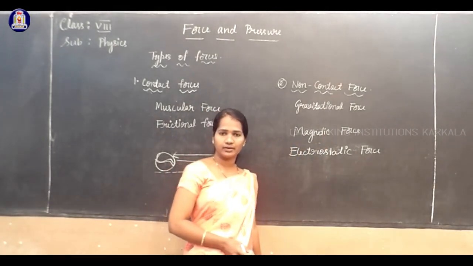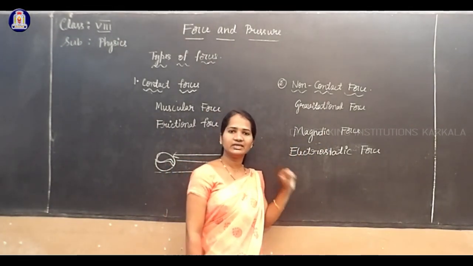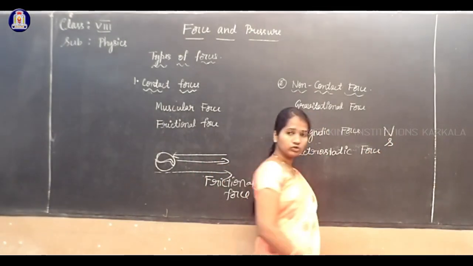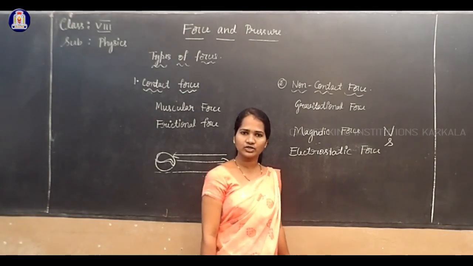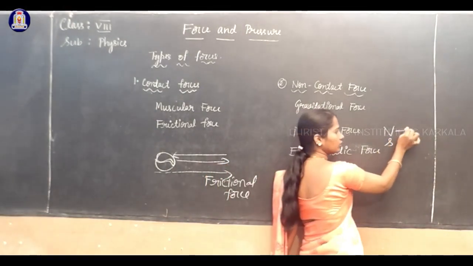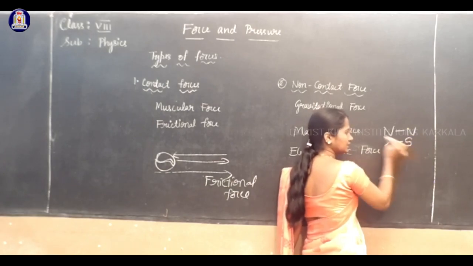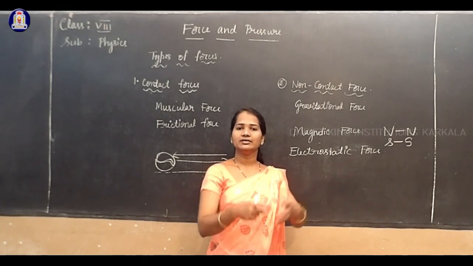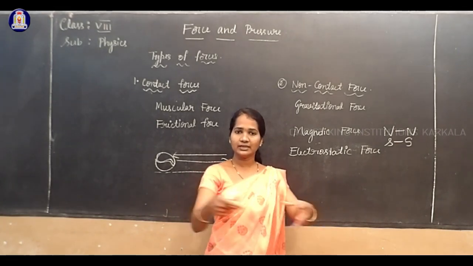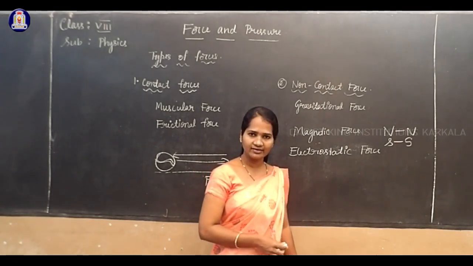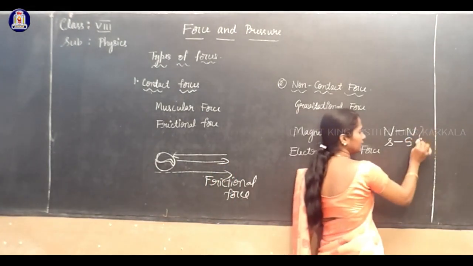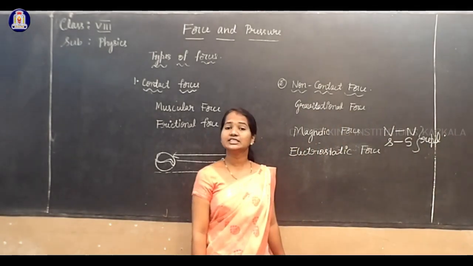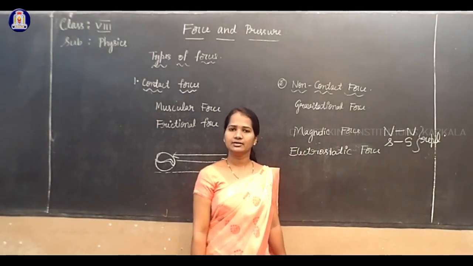But you have to remember, as you have studied in your previous classes, a magnet has two poles, north pole and south pole. So where you can see the attraction, if you bring north pole and north pole, or south pole and south pole, they repel each other. They get repelled. Like poles get repelled.